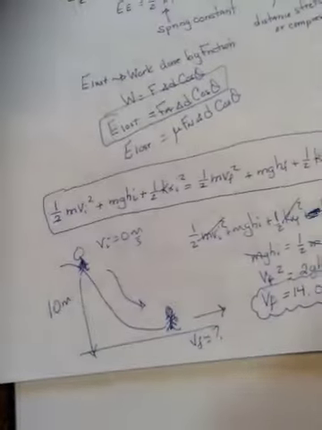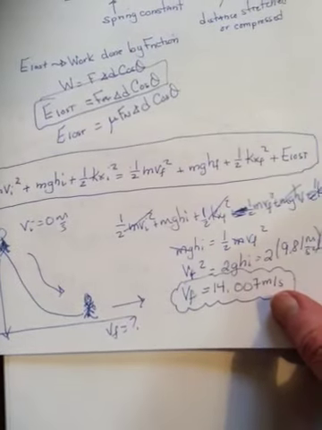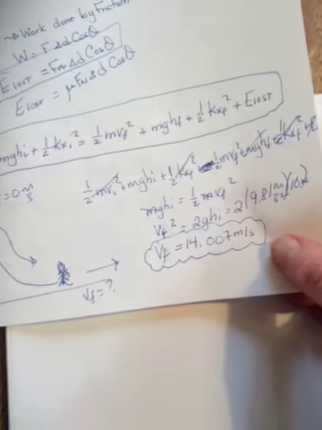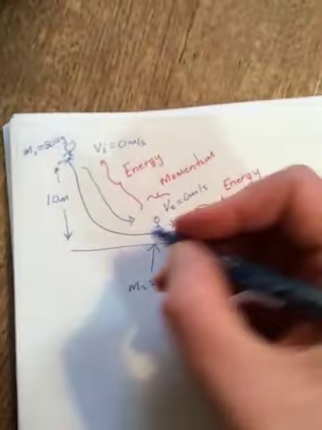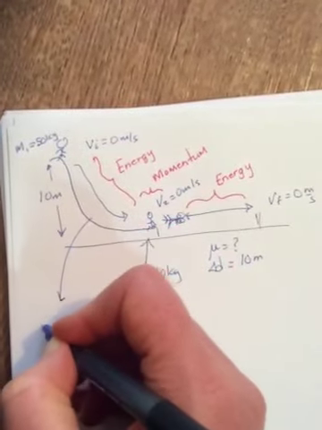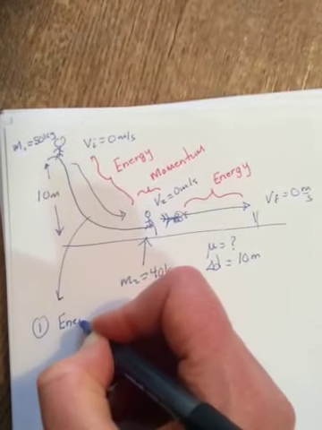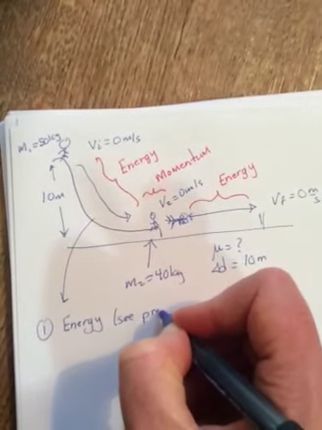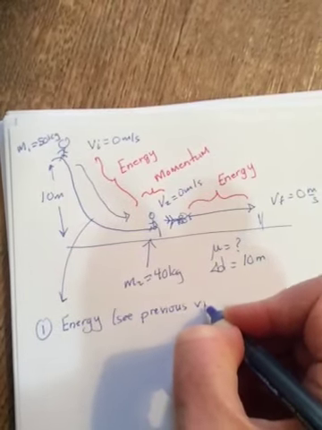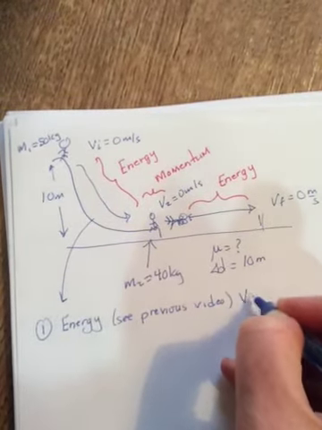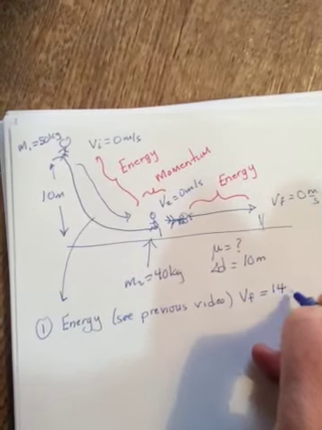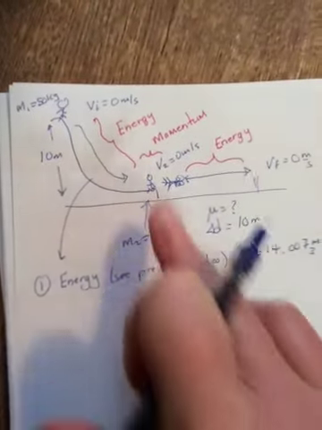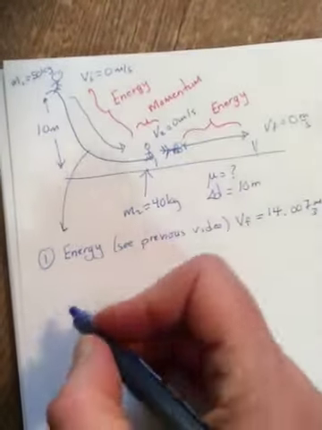In the last video, we found the speed of the buddy when he got to the bottom of the slide. So rather than redo it with exactly the same numbers, we used energy there. Number one was energy, and we did it previously, so see the previous video. In the previous video, we found his final speed to be 14.007 meters per second. And now we go into the collision, and that's momentum.